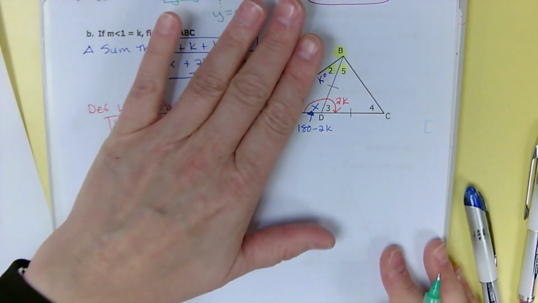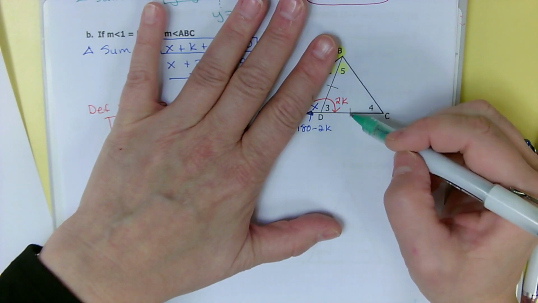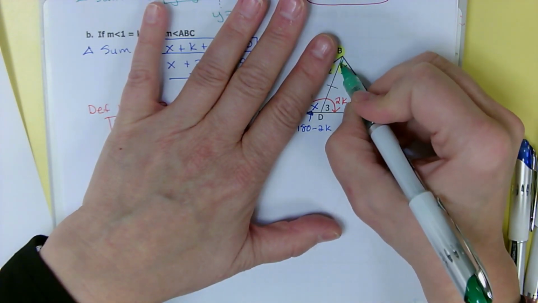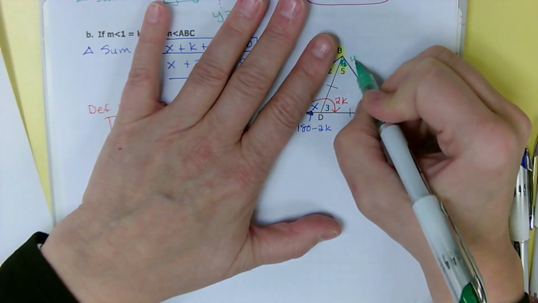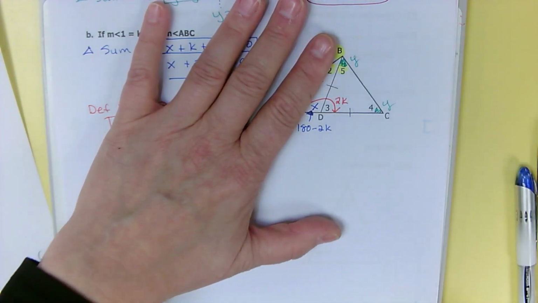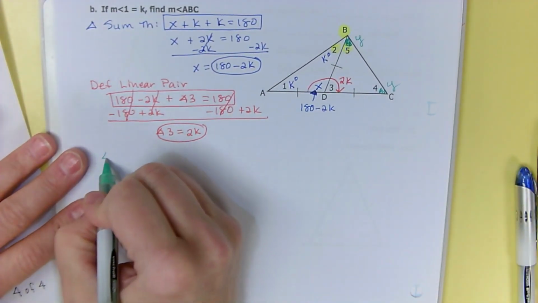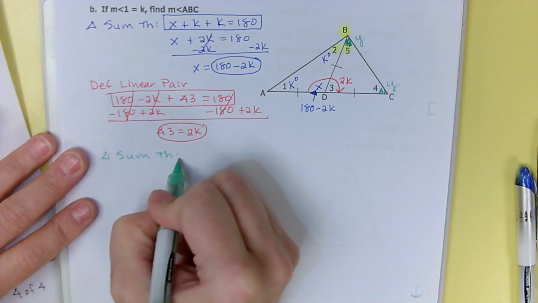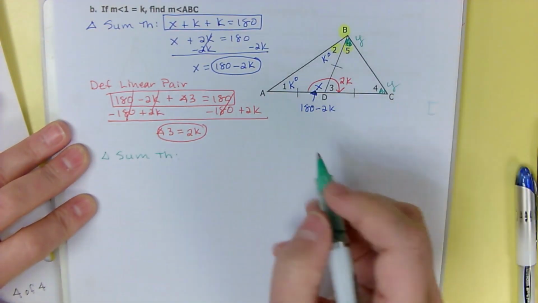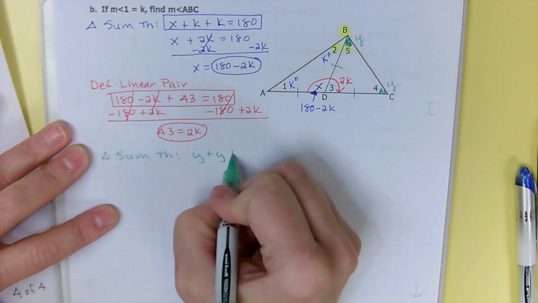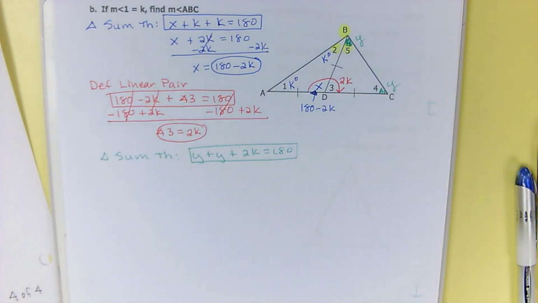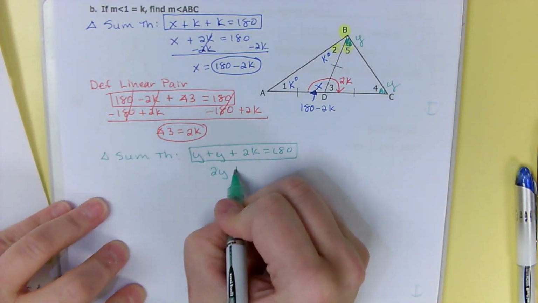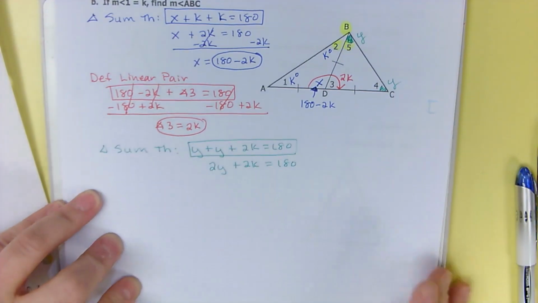All right, now we are in triangle BCD. If two sides are the same, the angles opposite are the same. So angle 5 and angle 4 are the same. I'm just going to call them Y. And again, we're going to use triangle sum theorem, which says those three have to add up to 180. So Y plus Y plus 2K equals 180. And we're going to solve for Y. So Y plus Y is 2Y. So 2Y plus 2K equals 180.